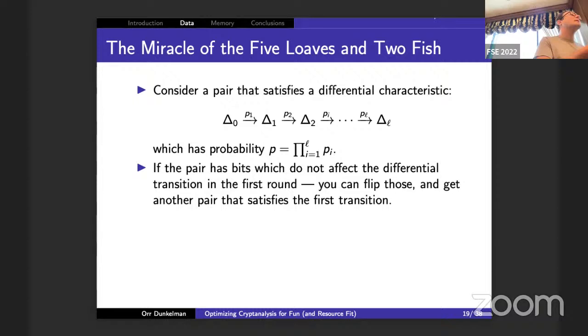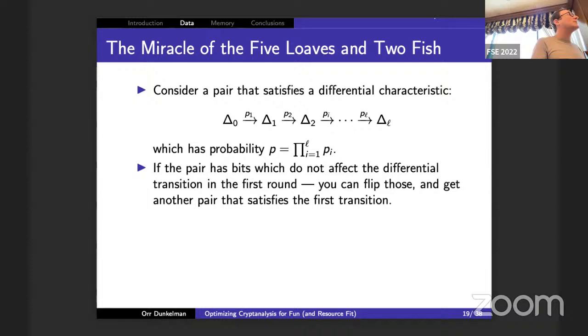What does it mean? That if you flip the bits, they don't go into the active S-boxes, or they go into the active S-boxes, but they don't impact the transition itself. So if you take a pair that satisfies this characteristic and you flip those bits, you get another pair that satisfies, well, at least the first round for free.